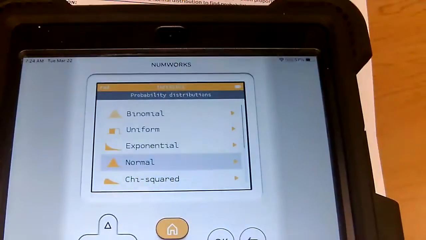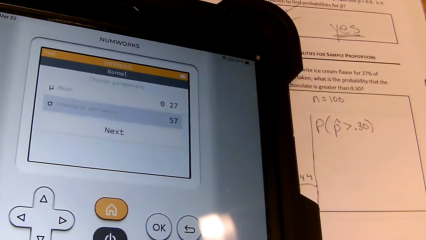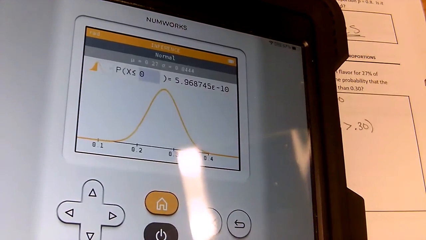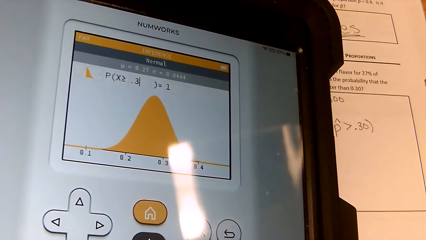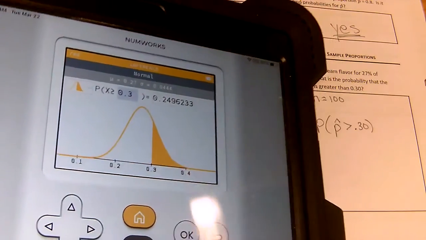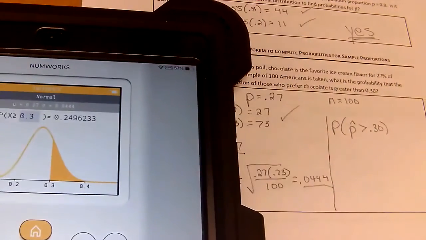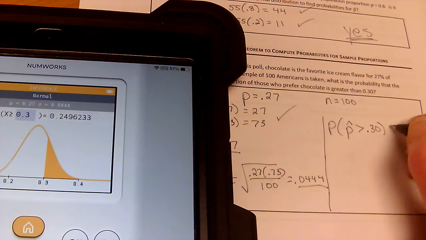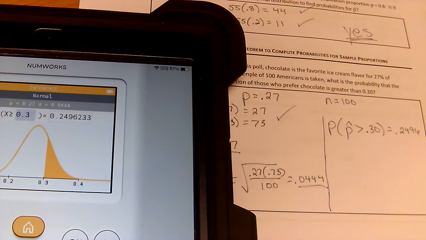So I'm going to my normal distribution. My mean is 0.27. My standard deviation was 0.0444. And we want to see when we are greater than 0.3. The probability that in a randomly selected sample of size 100, more than 30% of the people like chocolate, is 0.2496. Basically a 25% chance.